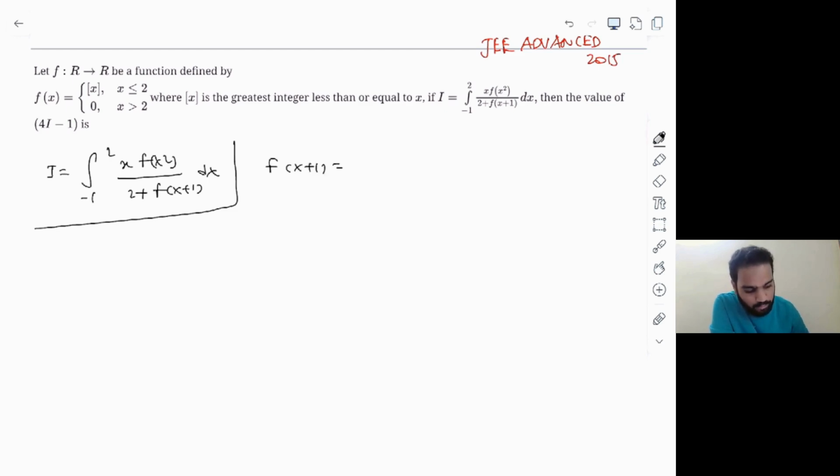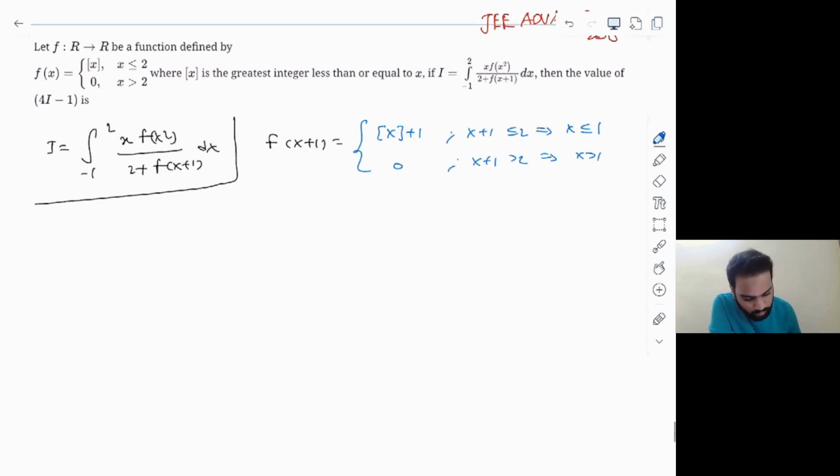So let's do that. F of x plus 1 is equals to, first case, step of x plus 1, which is also same as step x plus 1. This is when x plus 1 is less than or equals to 2, nothing but x is less than or equal to 1. Another case 0, this is when x plus 1 is greater than 2, nothing but x greater than 1. So you got the definition of f of x plus 1.